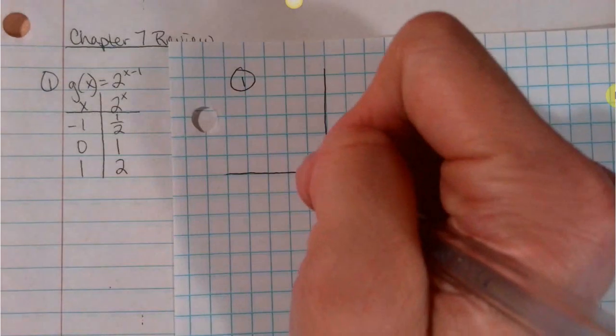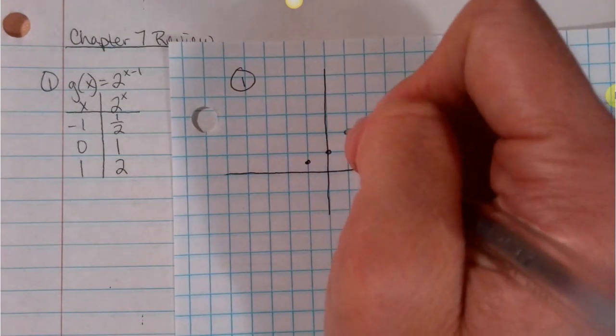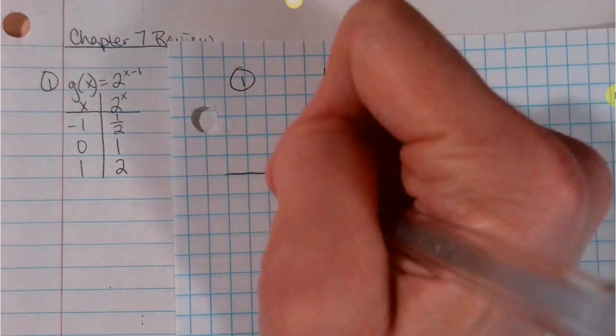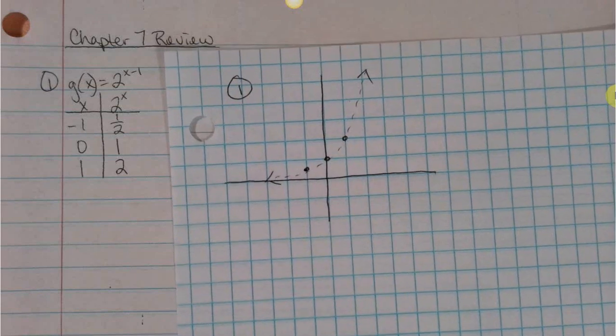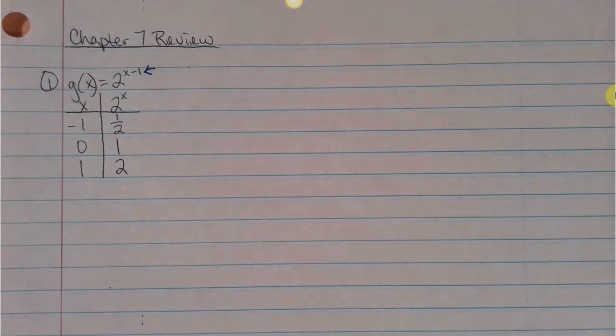So we have (negative 1, 1/2), (0, 1), and (1, 2). And we have something that looks like this for the graph of just 2 to the x. And then what that negative 1 in the exponent tells us to do, because it's in the exponent with the x, that affects our graph horizontally. And specifically because it's minus 1, that tells us to move to the right.